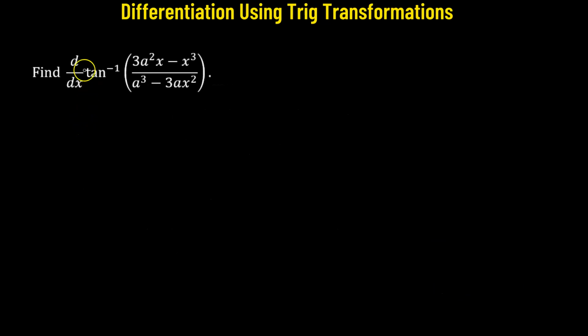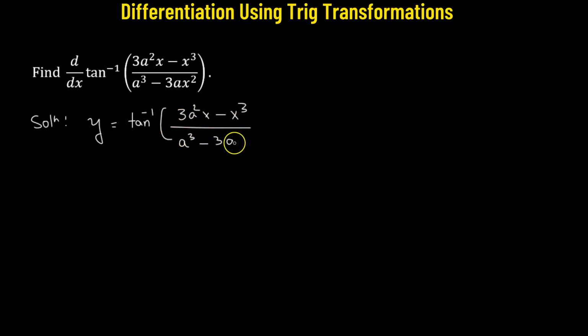Problem number 3. We need to obtain the derivative of the given inverse tangent function. What we'll do, we'll begin by considering y to be equal to tangent inverse of (3a squared x minus x cubed) whole divided by (a cubed minus 3ax squared). Now, we'll try to simplify the expression inside the tangent inverse by using a trigonometric transformation.